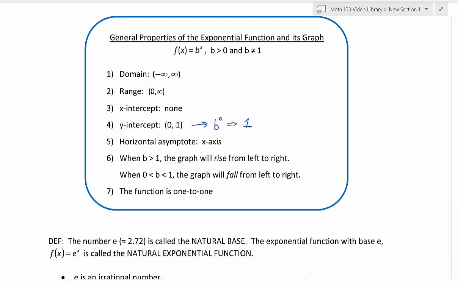When b is greater than 1, the graph will rise from left to right. So it's going to look something like this. But if your base is some number between 0 and 1, the graph will fall from left to right. It's going to look something like this. And lastly, all exponential functions are one-to-one. We can see just by those little graphs I drew that they pass both the horizontal and vertical line tests.